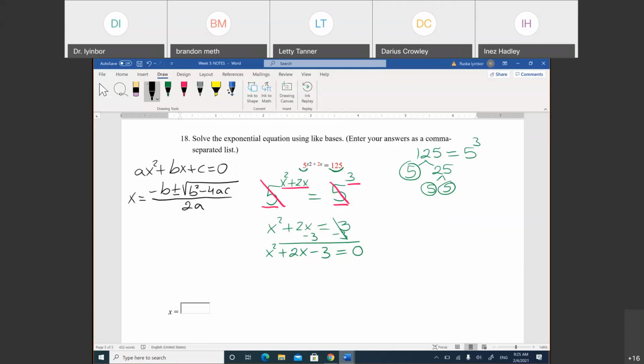So now let's start with a and b and c. What is a? What is a in this quadratic equation? A is in front of x squared. What is in front of x squared? Invisible 1. Good job. Yeah. It's 1.